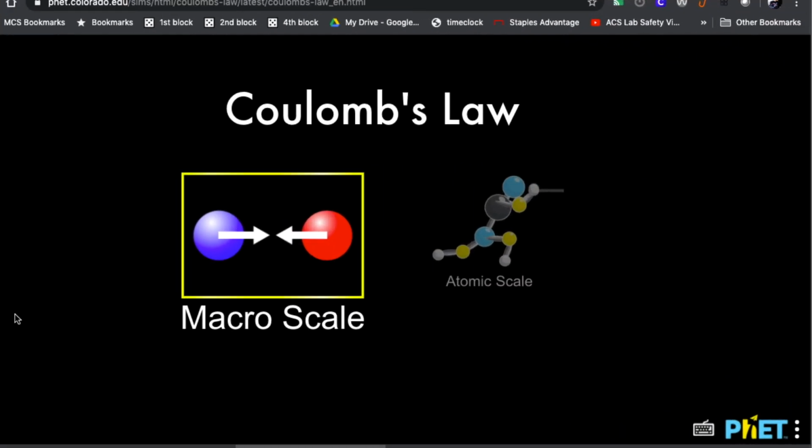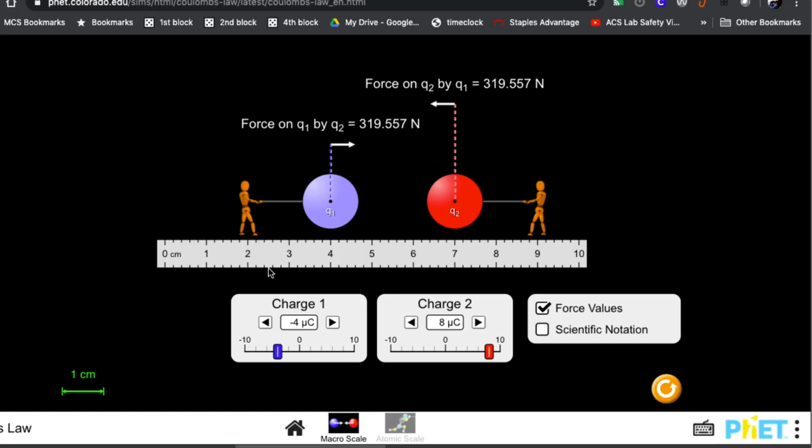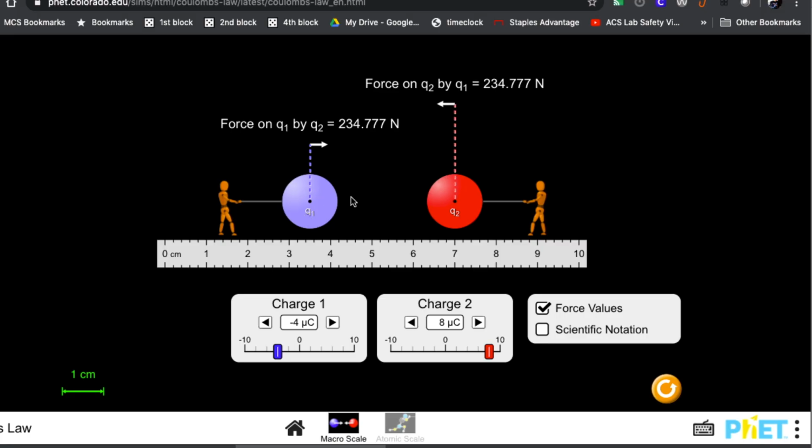There is a PhET activity called Coulomb's Law that you can use as part of your Explore or as part of your Engage. I encourage you to look at this and play with it yourself, but basically it allows the students to move them farther and closer apart, and they see the force exerted. It also allows them to vary the charge of each particle and see what the overall effect is on the force of attraction, or they can also see a force of repulsion if they're the same charge.